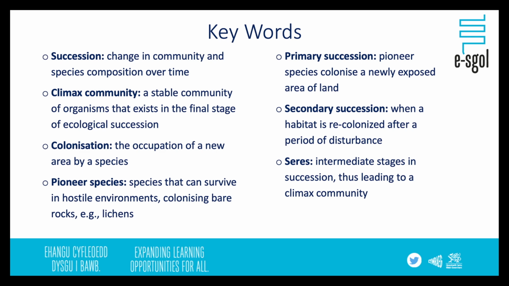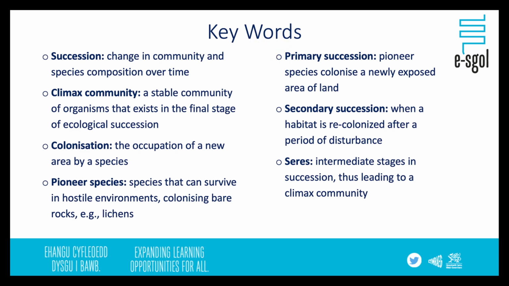Let's make a start by looking at our keywords and definitions. Firstly, succession. This is a change in the community and species composition over time. Climax community. A stable community of organisms that exists in the final stage of ecological succession. Colonisation. The occupation of a new area by a species. Pioneer species. Species that can survive in hostile environments, colonising bare rocks, for example, lichens.